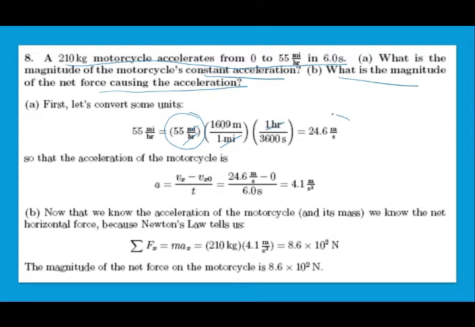So if you have that, you will arrive at 24.6 meters per second. Now, you get the acceleration. Acceleration is the final minus the initial. So the final is 24.6 meters per second. Initial is 0. You will arrive at 4.1 meters per second squared. Okay? Next.